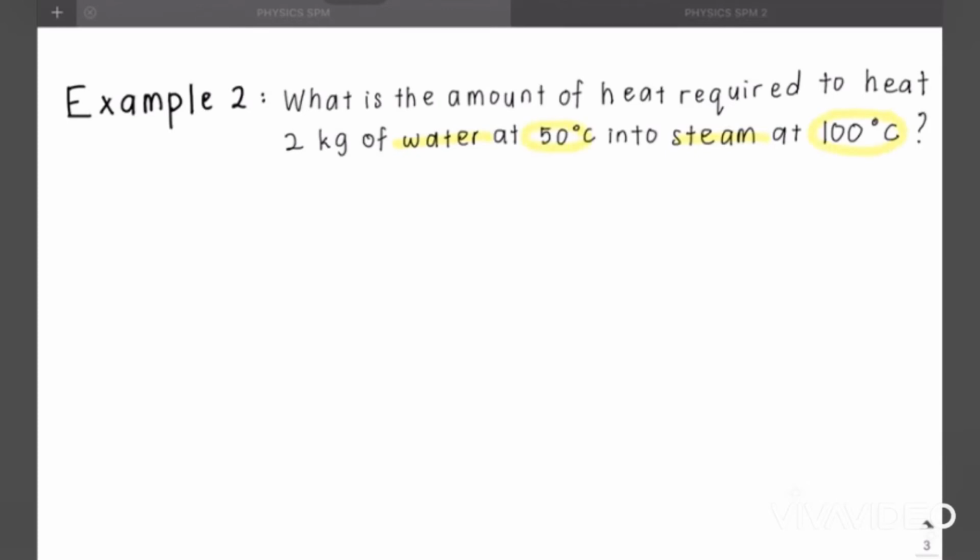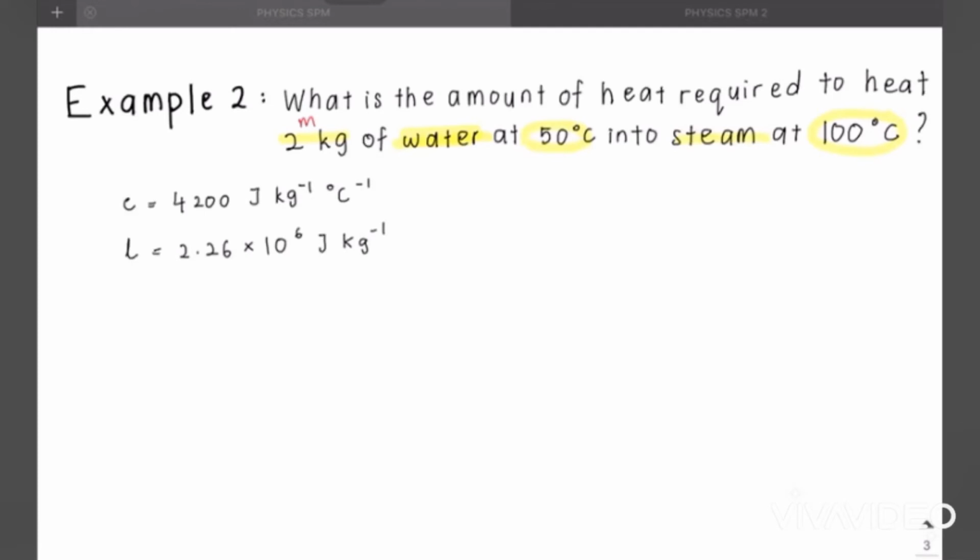Okay, next is to highlight the keywords, which is 2 kg, the mass of water. Okay, this is the mass, and then it says water, so you know that the c of water is 4200 joules per kilogram degree Celsius. And because it involves the change of phase, you need to have the latent heat. The latent heat of vaporization of water is 2.26 times 10 power of 6 joules per kilogram. Okay, this data you can get from your textbook or reference book.